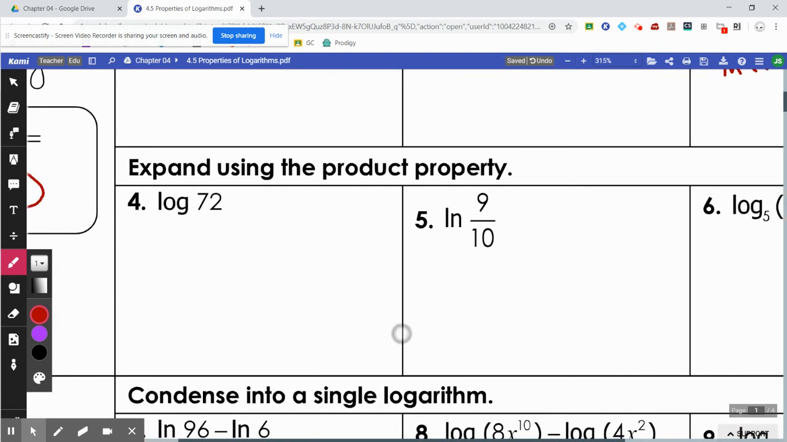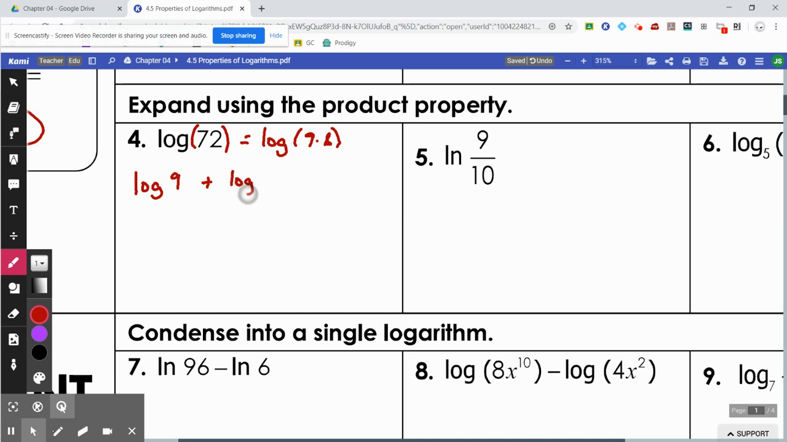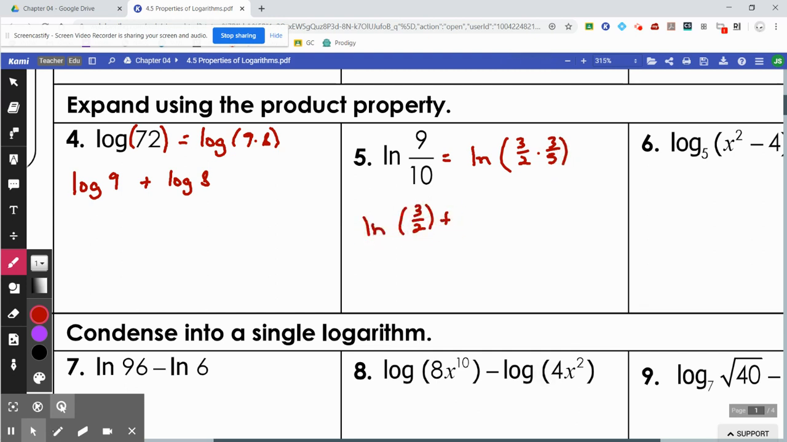Now we're going to work these backwards, expand using that same product property. So with log of 72, just a reminder that 72 could be written as 9 times 8. So that'd be the log of 9 times 8, which would be the log of 9 plus the log of 8. So this rule works forwards and backwards. The natural log of 9/10. We could just find two fractions that multiply to give us 9/10, maybe 3/2 and 3/5. So we could write this as the natural log of 3/2 plus the natural log of 3/5.